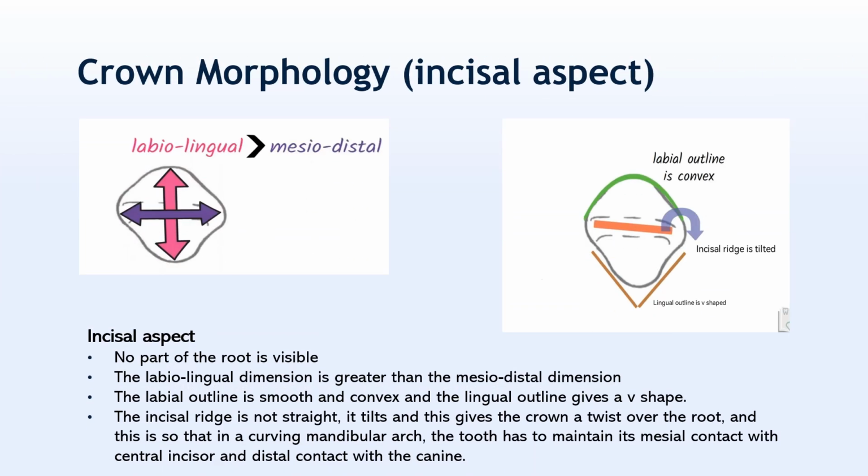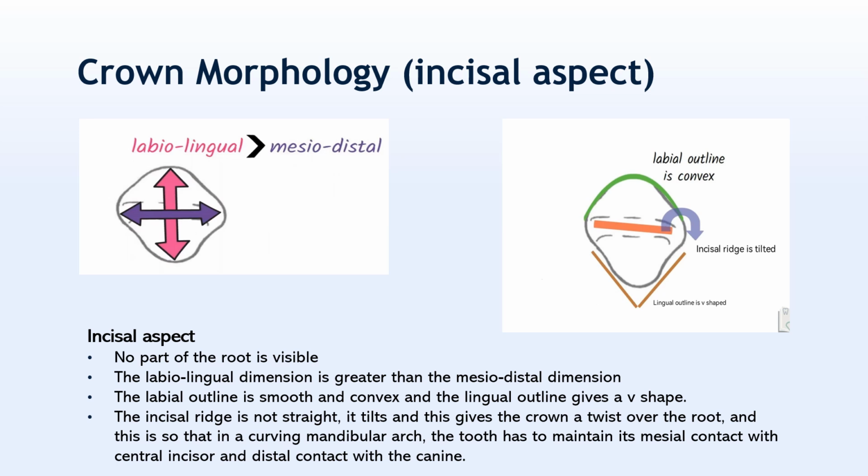Now we're going to look at the incisal aspect. On this view, you cannot see the root. No part of the root is visible. The distance from the labial to the lingual side is greater than the distance from the mesial to the distal side. The labial side is very smooth and convex, but the lingual side gives us a V shape.